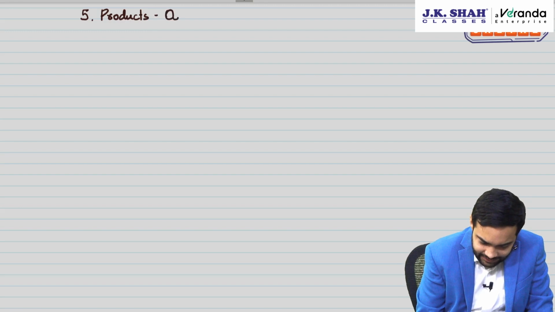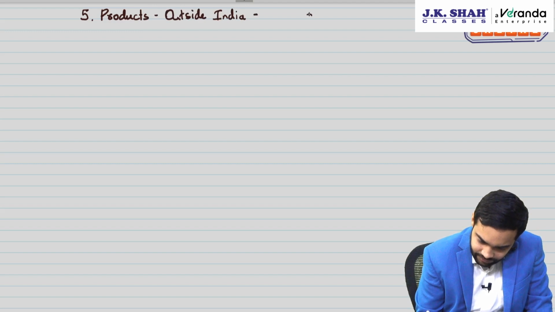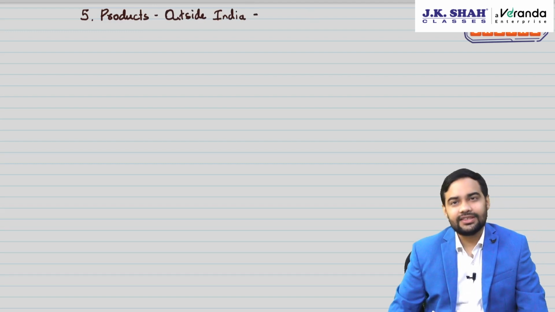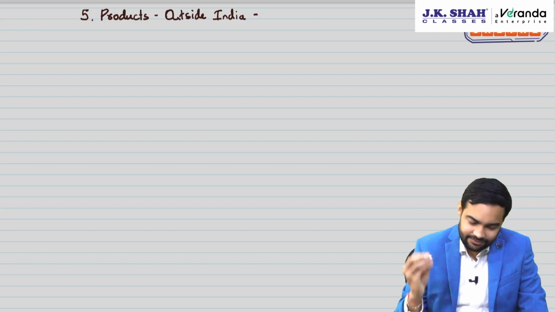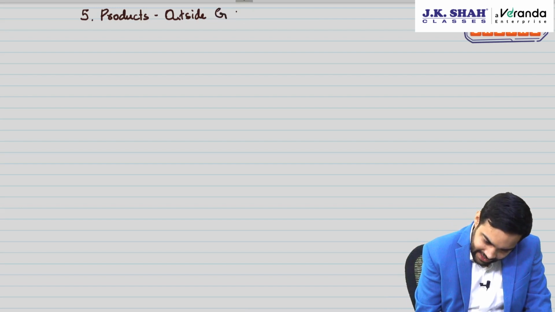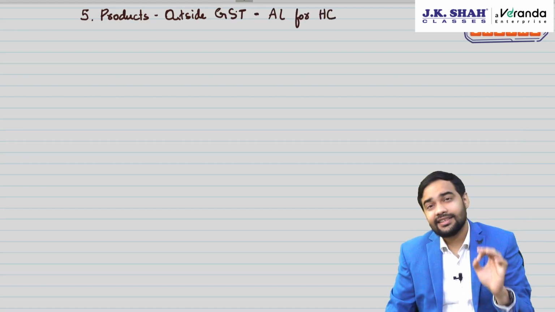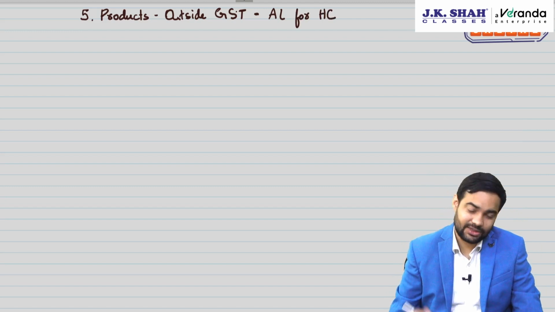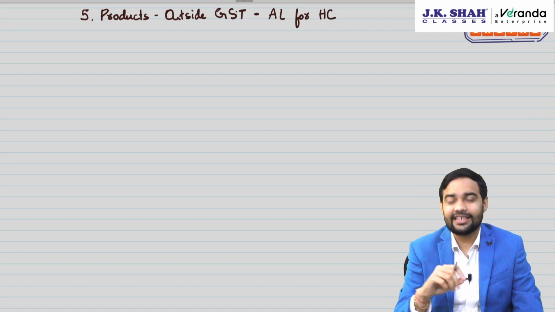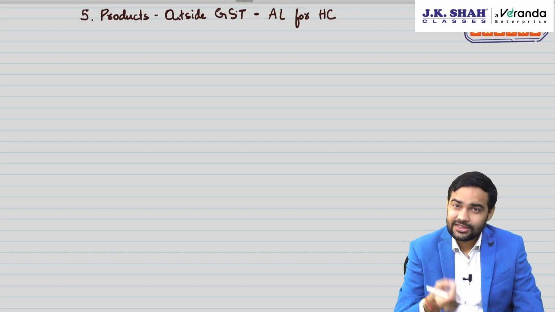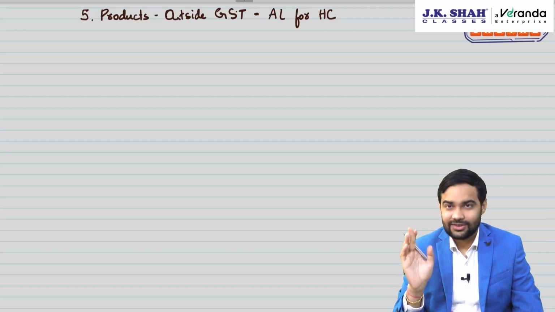Then our next discussion is about products which are outside GST. Basically we have 6 products which are outside GST. First, we have alcoholic liquor for human consumption. Remember, anything other than alcoholic liquor for human consumption, such as alcohol used in chocolates or perfumes, will be liable to GST.